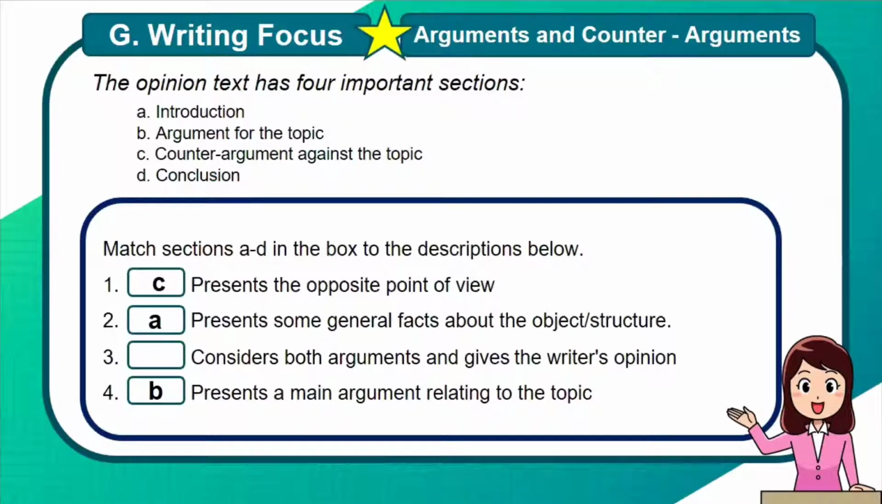Next, in the last one, your conclusion should consider both arguments and give the writer's opinion. Conclusion is your end. How will you end your writing? You need to consider both the positive and the negative sides, and overall, what can you say? So that's how you will write an opinion text.